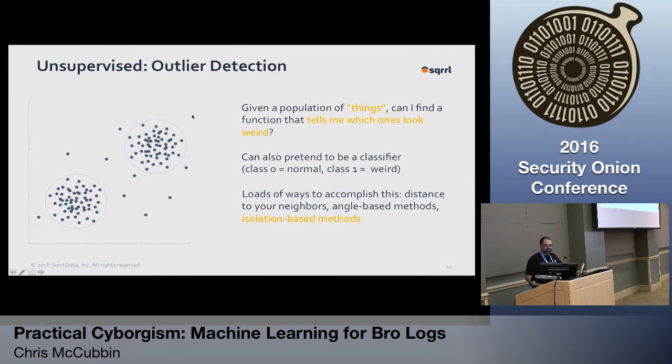That's outlier detection. I have circles drawn around these things. That was sort of a clustering idea. But maybe this function says, I'm going to put some circles on here. Anything inside the circles is normal. Anything outside the circles is weird. So that would be a case of outlier detection. You can also pretend that this is a classifier where class 0 is normal, class 1 is weird. And there's lots of different ways to accomplish this.